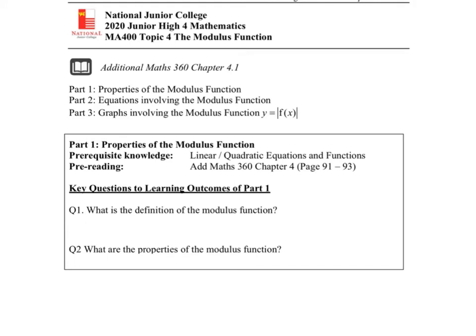So key question, how to answer modulus x? This equals x if x is greater than or equal to 0, and negative of x if x is less than 0. What are the properties of the modulus function? I will answer this later. It will be at the bottom of page 2.